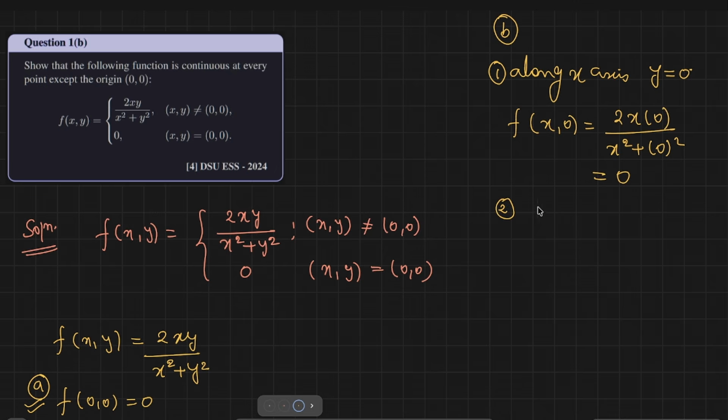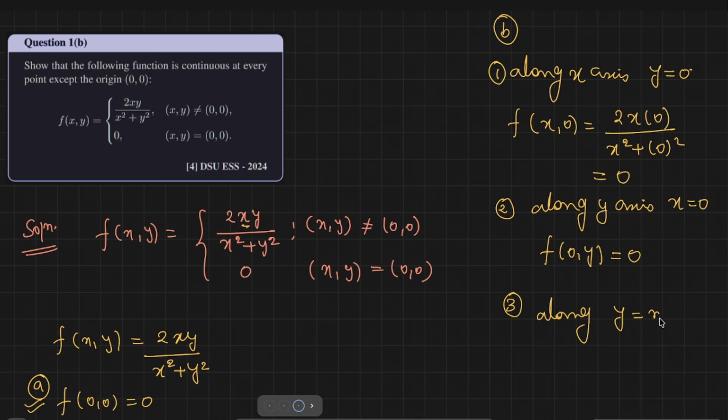From the second case, you can write along the y-axis, which means x equals 0. From here you will get 0 y, and again you will get 0 if you put x equals 0. And in the third case, you can take any path. Let's say y equals x, which means I can take y equals mx. If you take m equals 1, that will be y equals x.